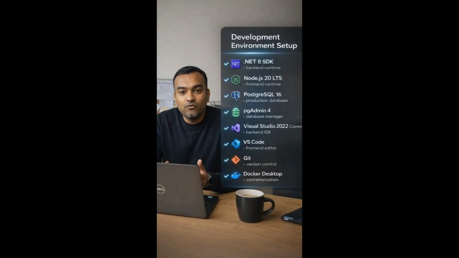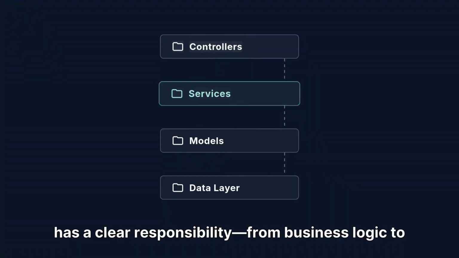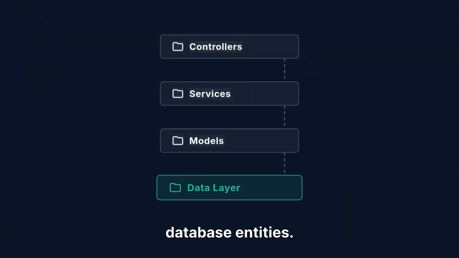In Section 5, we build the backbone, the ASP.NET Core API. It connects our database and AI providers. We follow clean architecture, ensuring every folder has a clear responsibility, from business logic to database entities.